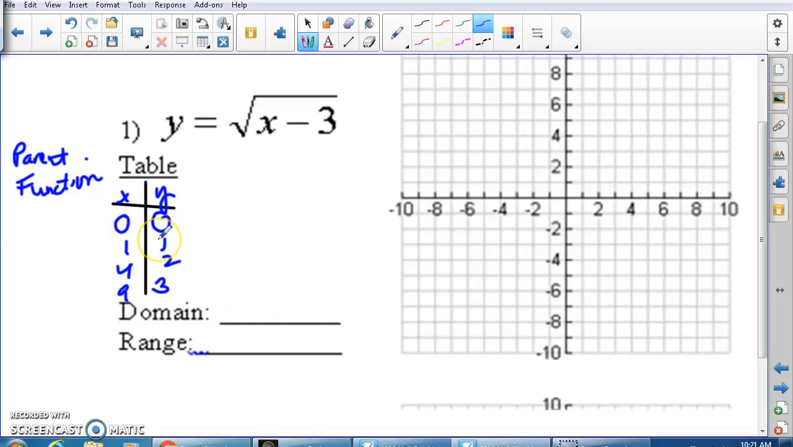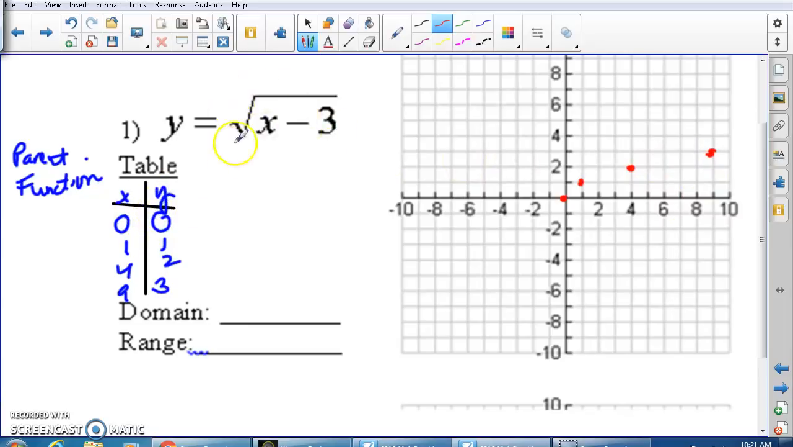The first step is to plot the coordinates of the parent function. I'm going to use red: (0, 0), (1, 1), (4, 2), and (9, 3).